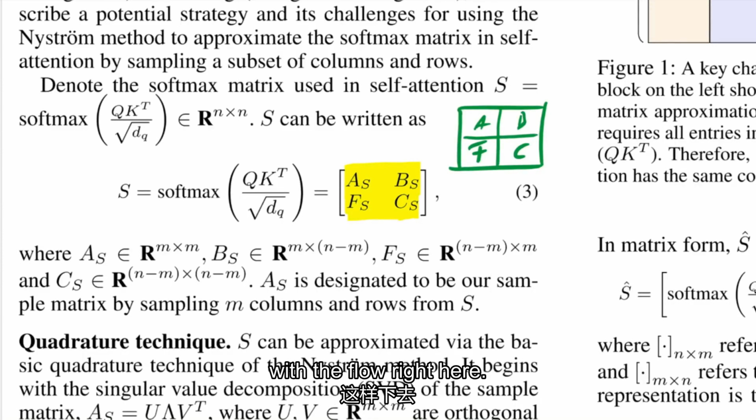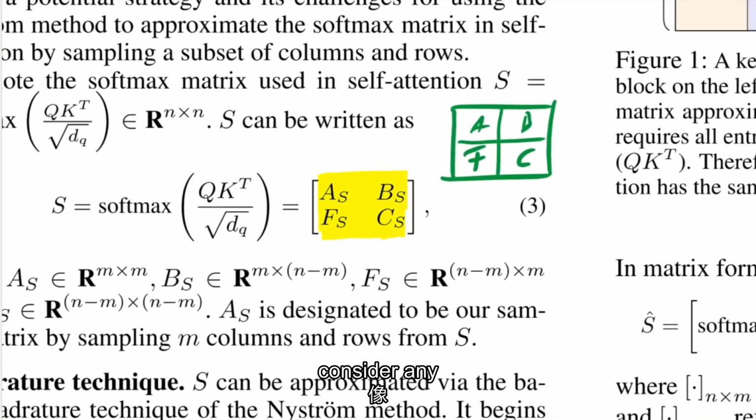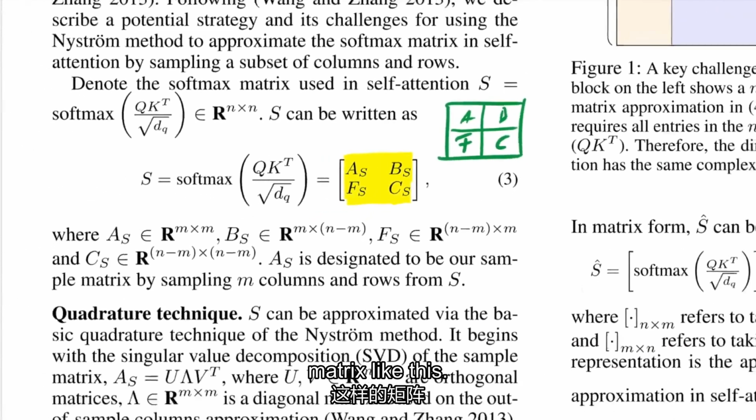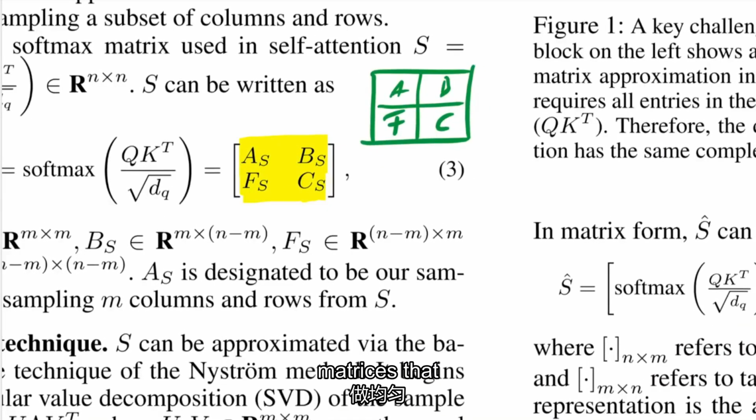We'll just go with the flow right here. Okay, so you can consider any matrix like this, and the goal here isn't going to be to actually do matrices that are just evenly distributed. The goal is going to be matrices that are distributed where maybe something like this.